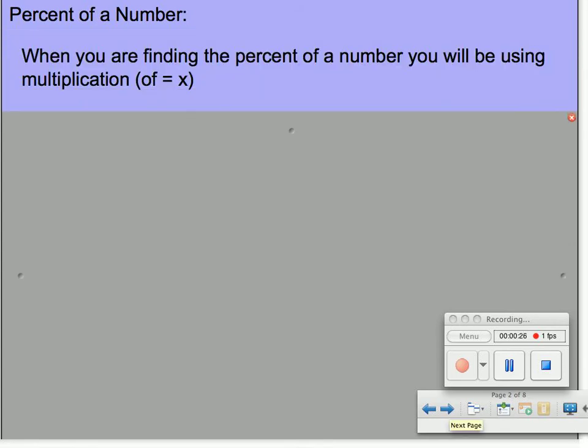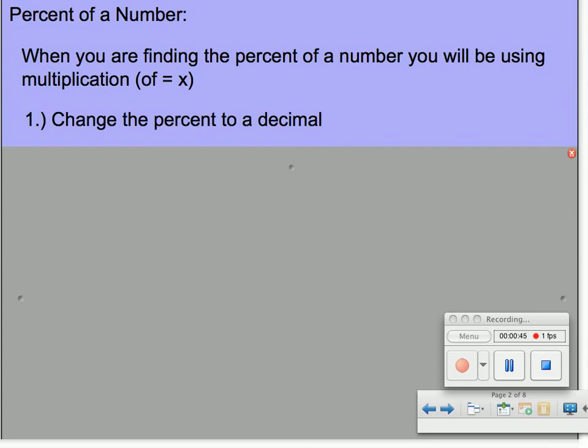So percent of a number. You don't have to write this down. You just told this to me. We talked about this the other day as well. So when you're finding the percent of a number, you are going to be using multiplication. We will always be using multiplication. So today in your assignment, you're going to be using multiplication.